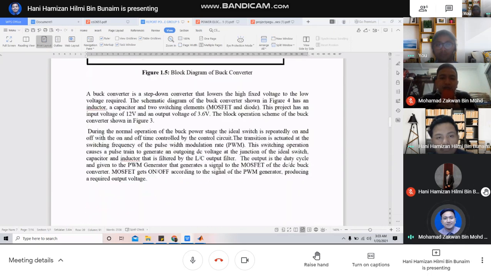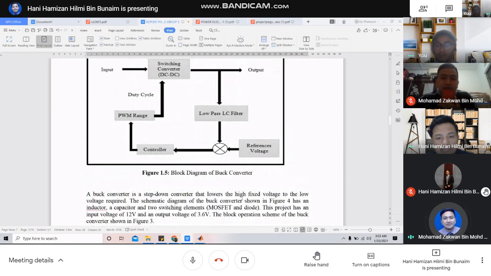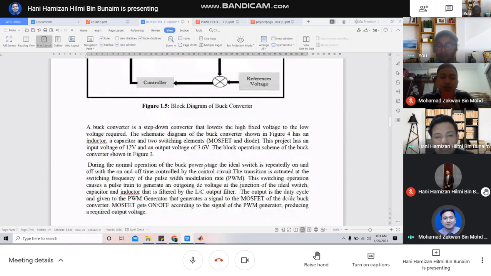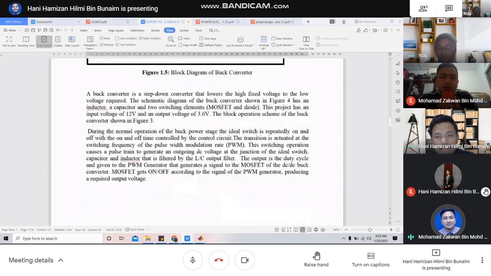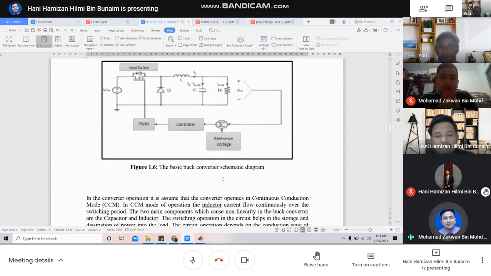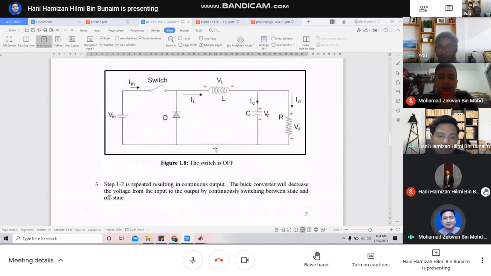The buck converter is a step-down converter that lowers the high peak voltage to the low voltage required. The schematic diagram of the buck converter shown in figure 4 has an inductor, a capacitance, and two switching elements. This is the MOSFET and diode. This project has an input voltage of 12 volt and output voltage of 3.6 volt. The block operation scheme of the buck converter is shown in figure 3. This figure shows the basic buck converter schematic diagram. The other figure shows the switch is on, and the last figure shows the switch is off.